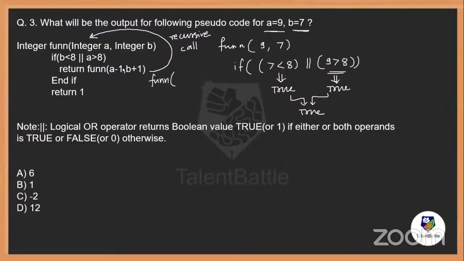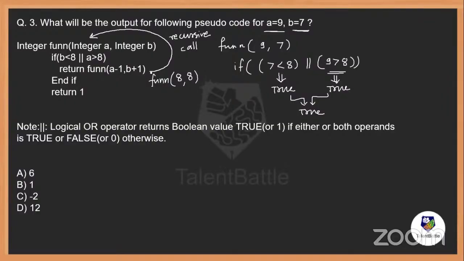Current value of A is 9. 9 minus 1 will be 8. And B plus 1. Current value of B is 7. 7 plus 1 will be 8. Means next time when the recursive function call will be executed, the value of A and B will be 8 and 8. Then again you will check, because now we are not returning any result from here.